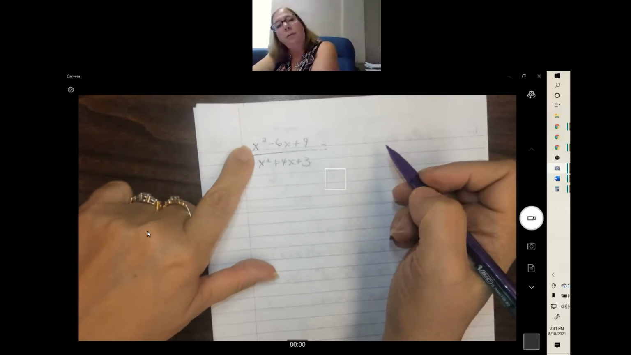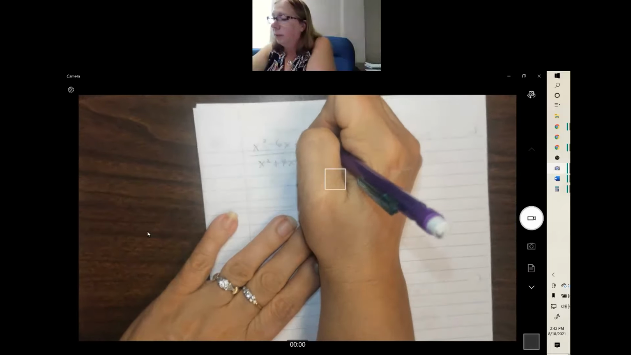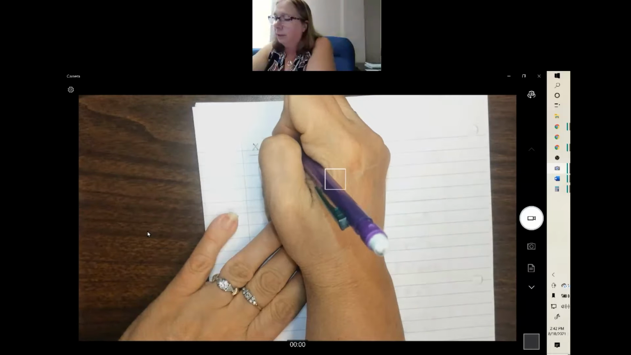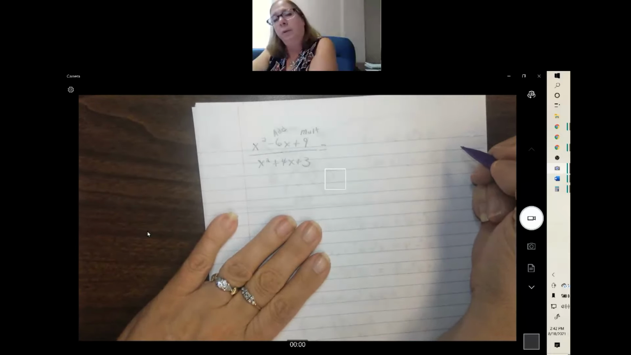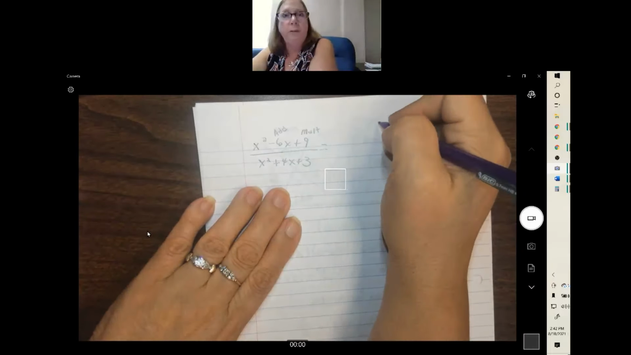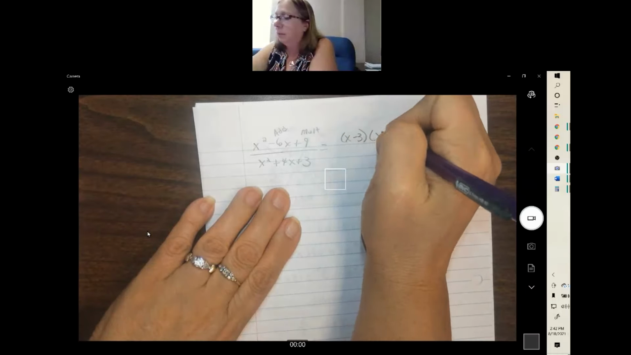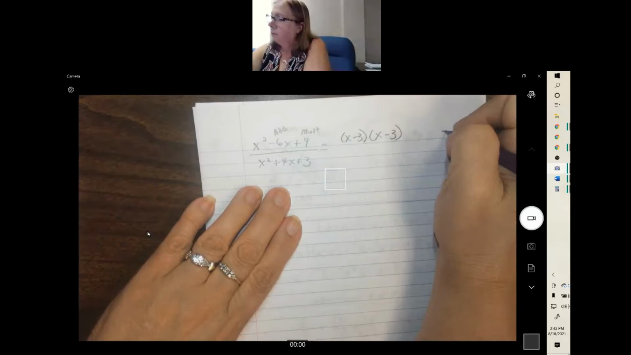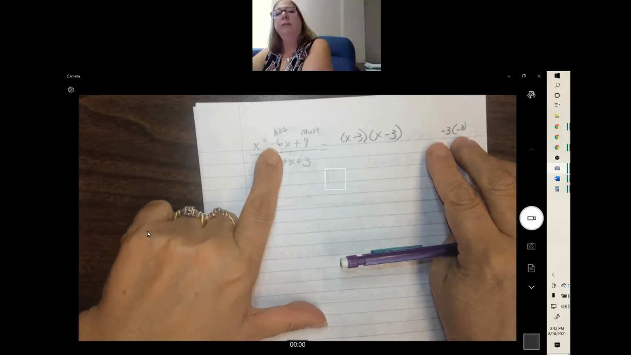What's nice is there's no number in front of the squared term, so you can use the short version: multiply to get a 9, and add to get a -6. So what 2 numbers can we multiply to get 9 and add to get -6? 3 and 3. And we'd want both of them to be negative. So it would be x minus 3 and x minus 3. We're using the 2 negatives so that we get that -6.